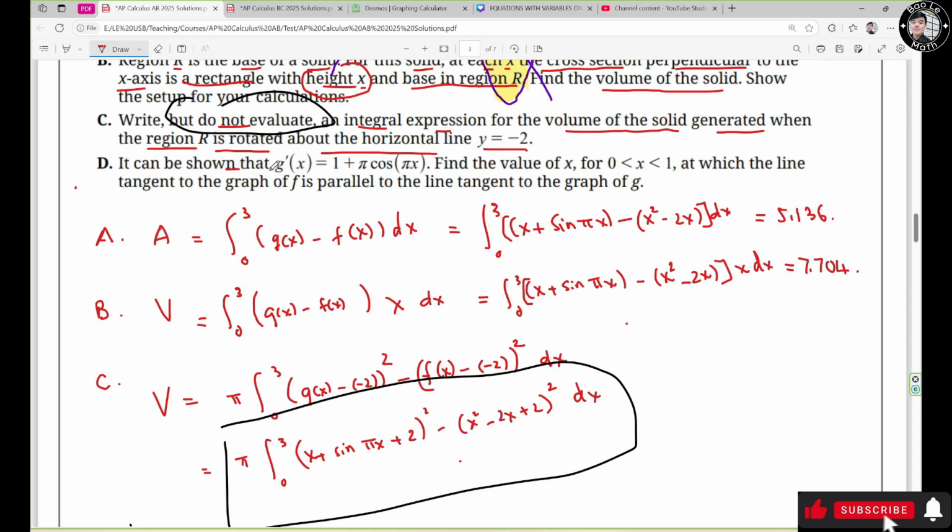It can be shown that g prime of s equals 1 plus pi cosine pi s. Find the values of s for s from 0 to 1, at which the line tangent to the graph of f is parallel to the line tangent to the graph of g. Alright, so if two lines are parallel, they have the same slope, right? So the slope of the function g is given by this one right here, right?